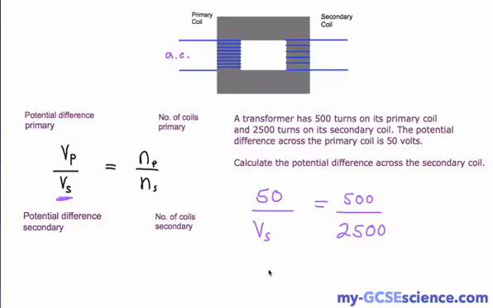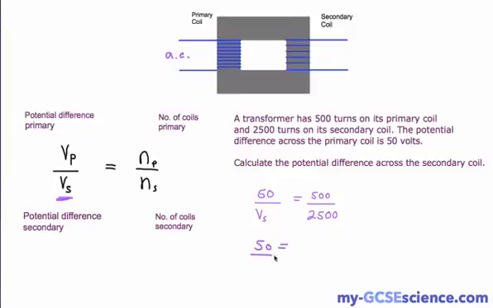2500, so then that is simplified to 50 over Vs equals 0.2, and if you're good at maths, which you do need to be a little bit in order to do these sums, you can rearrange, so we will have this here, so we have Vs is 50 over 0.2, and the answer then is 250, and it's the voltage or the potential difference across the secondary coil, so it's 250 volts. So we can see we've gone from 50 volts up to 250 volts. This is a step-up transformer.